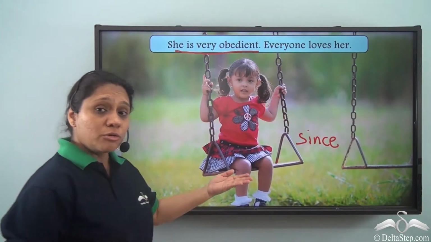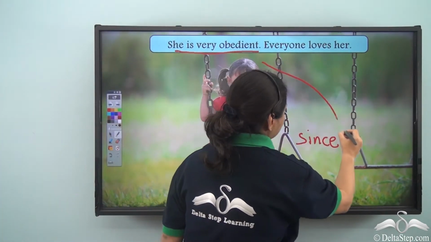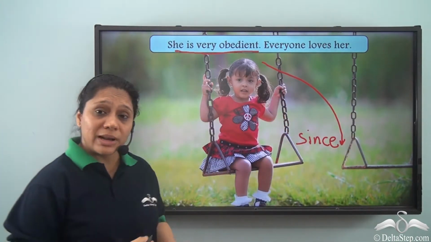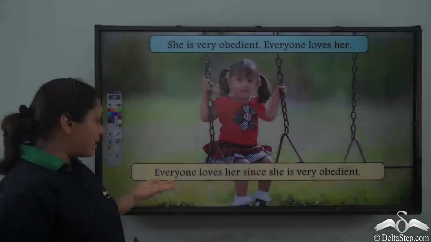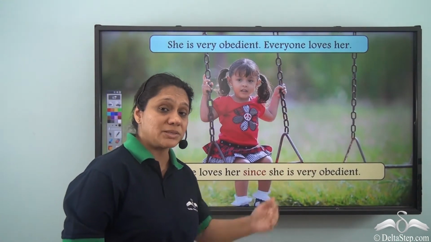What will we do? We will put the reason, she is very obedient, after since. And what will our new sentence become? Everyone loves her since she is very obedient.